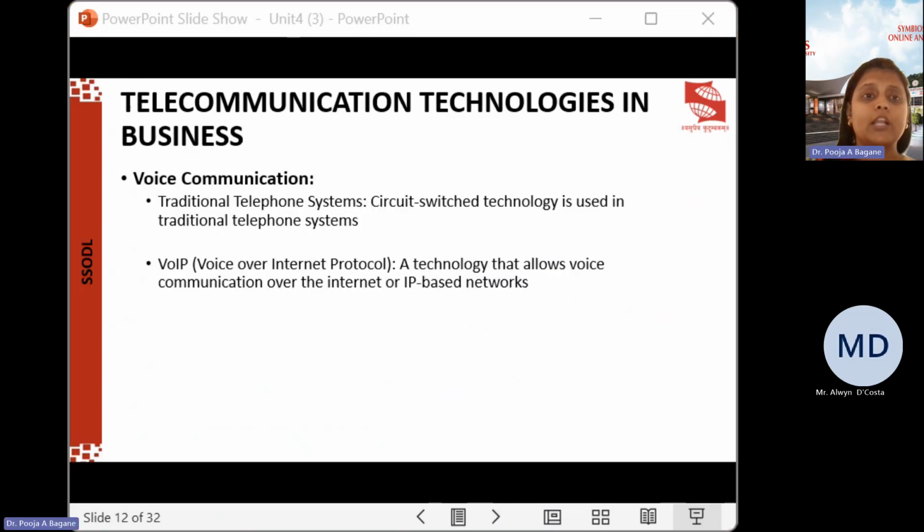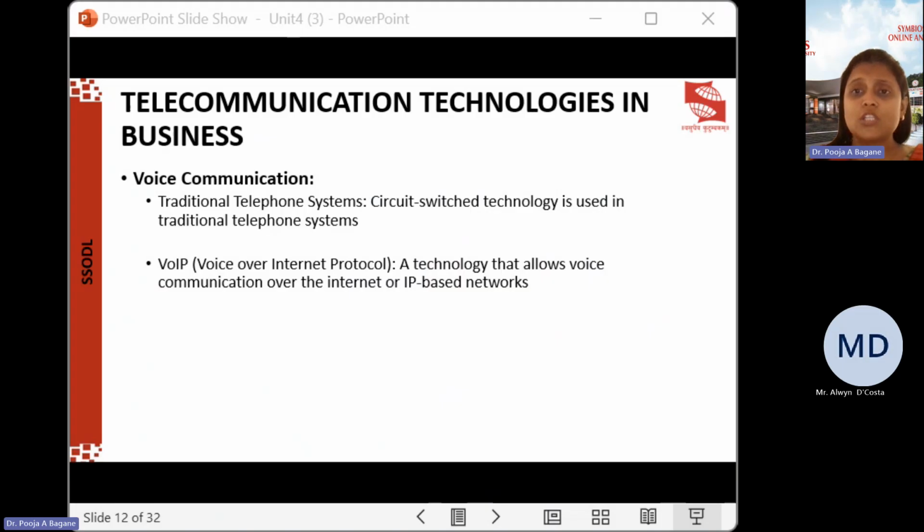Then, telecommunication technologies in business. We can say that telecommunication technologies play a crucial role in facilitating communication and data exchange within businesses. Here we will discuss some key technologies.